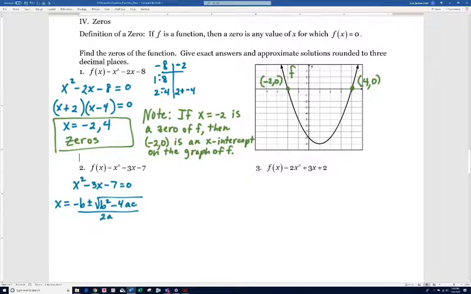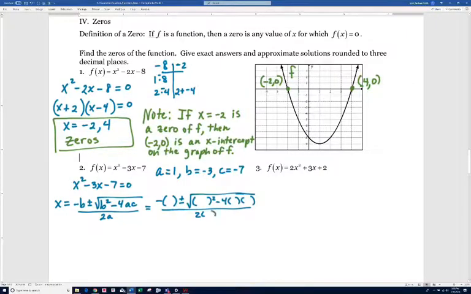So I'm going to write it out. And we need to identify a, b, and c. So a is 1, b is negative 3, and c is negative 7. I'm going to go ahead and make a shell of the quadratic formula. Wherever there was a variable, now there's parentheses, and I'm going to plug in b, which is negative 3, a is 1, and c is negative 7.